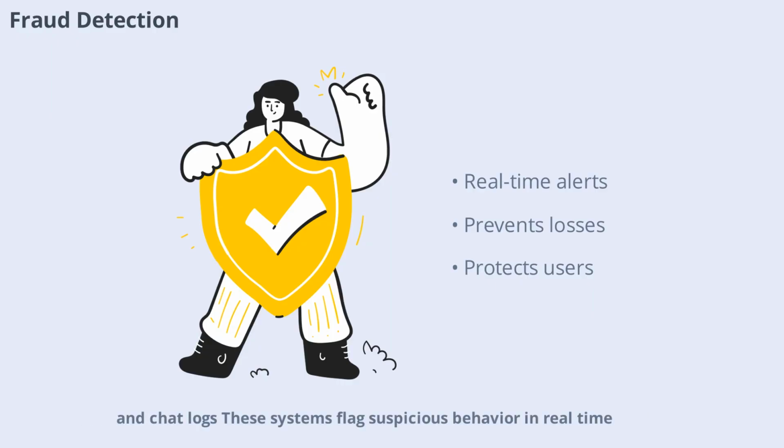Banks and online platforms use language models to detect fraudulent activities by analyzing transaction descriptions, emails, and chat logs. These systems flag suspicious behavior in real time, helping prevent financial losses and protect users. Fraud detection powered by language models is a critical part of modern security infrastructure.